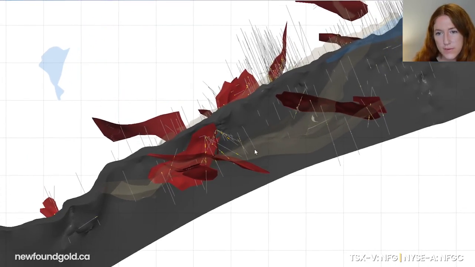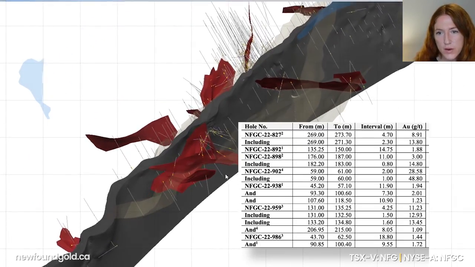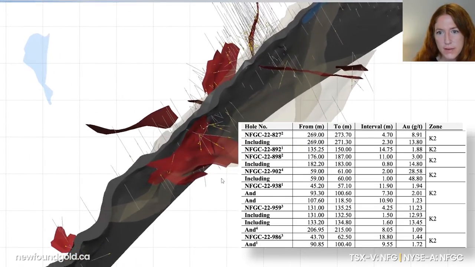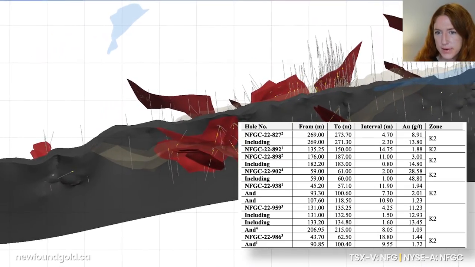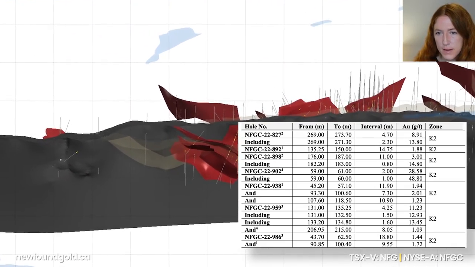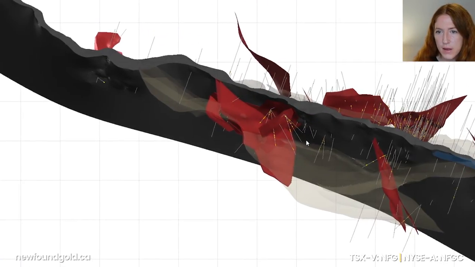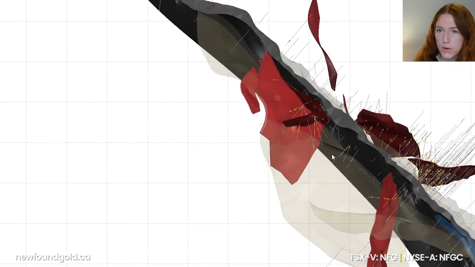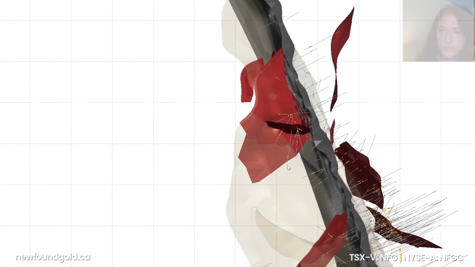We've only released a handful of holes from here. We've got a lot of results to come out of these areas and a lot more work to be done to expand on them. So both are very early days, but we are quite active in these areas.